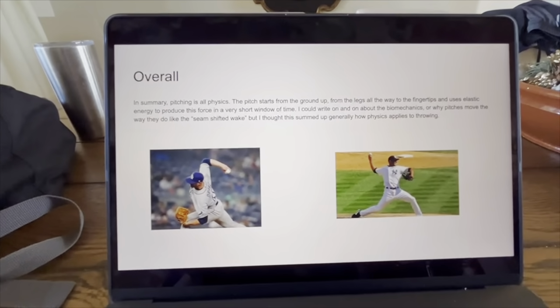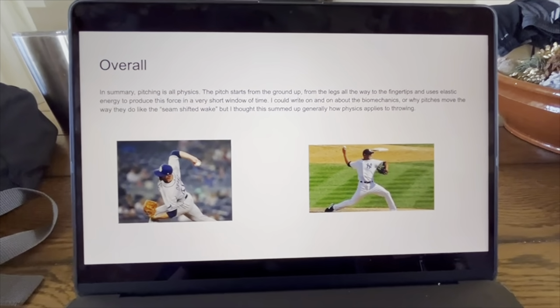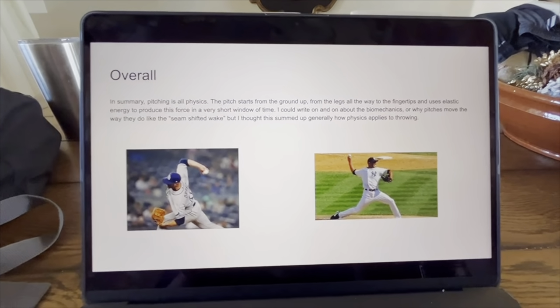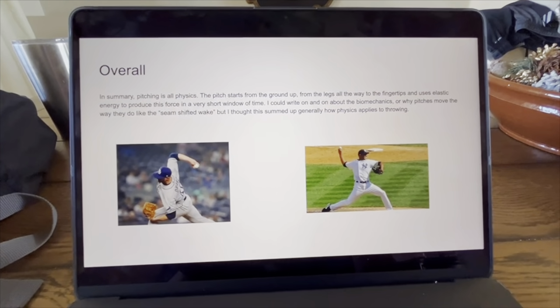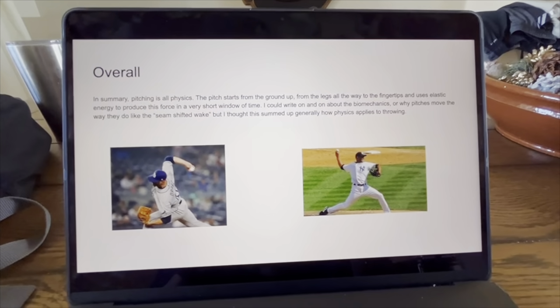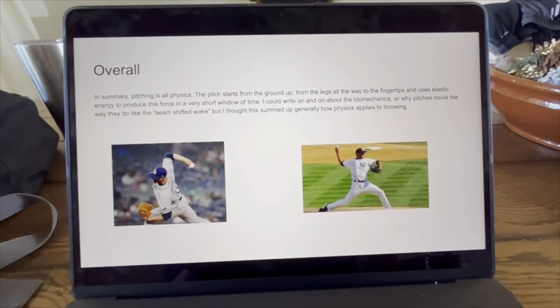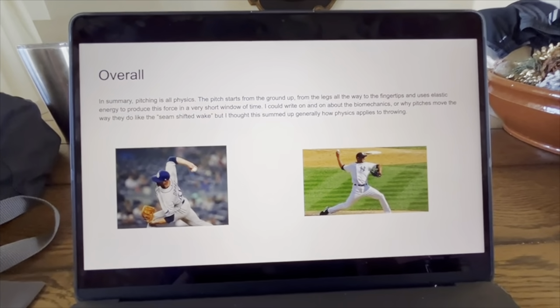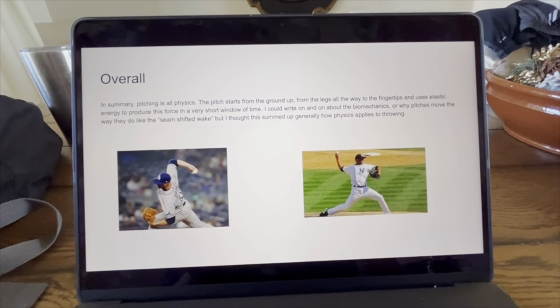Overall, in summary, pitching is all physics. The pitch starts from the ground up, from the legs all the way up to the fingertips, using elastic energy in our muscles to produce this force in a very short window of time. I could write on and on about the biomechanics of pitching, or simply why a pitch moves the way it does, like the seam-shifted wake theory, but I thought this generally summed up how physics applies to throwing.